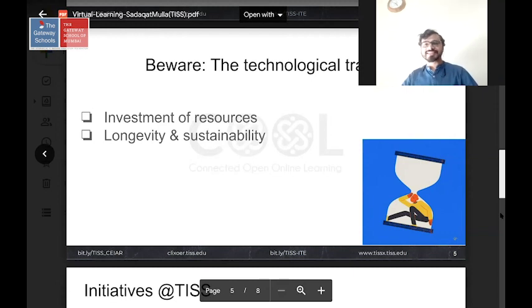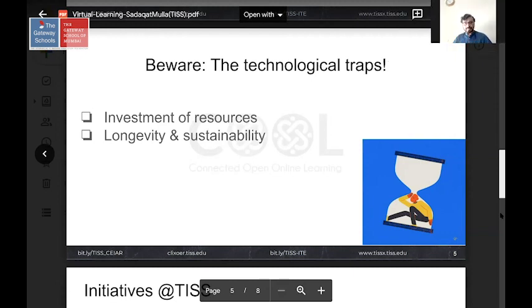We have our own data center. We have applications running on cloud. We have our own technology team, and so on and so forth. So beware of investment. We take informed decisions about how much resources we want to invest.